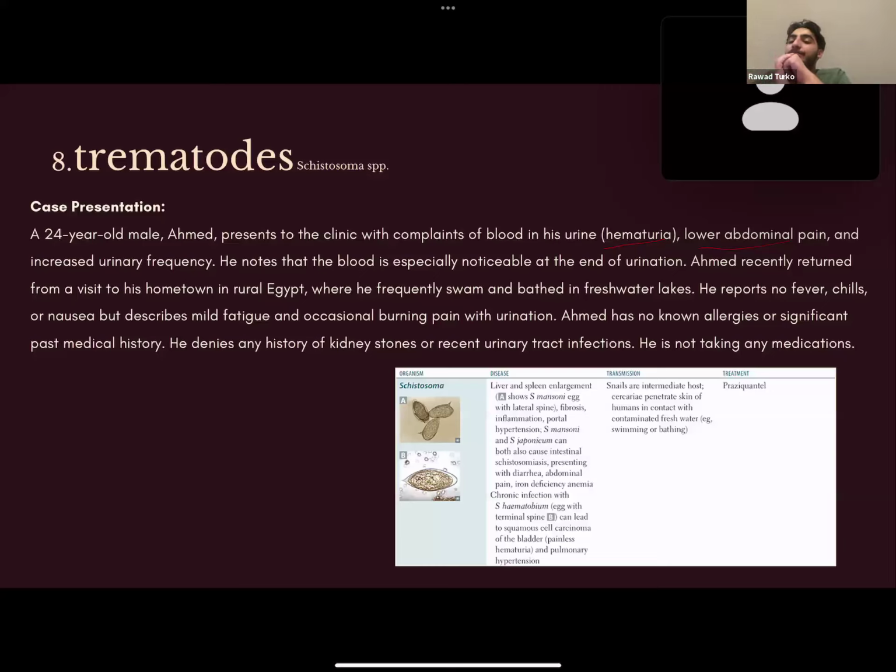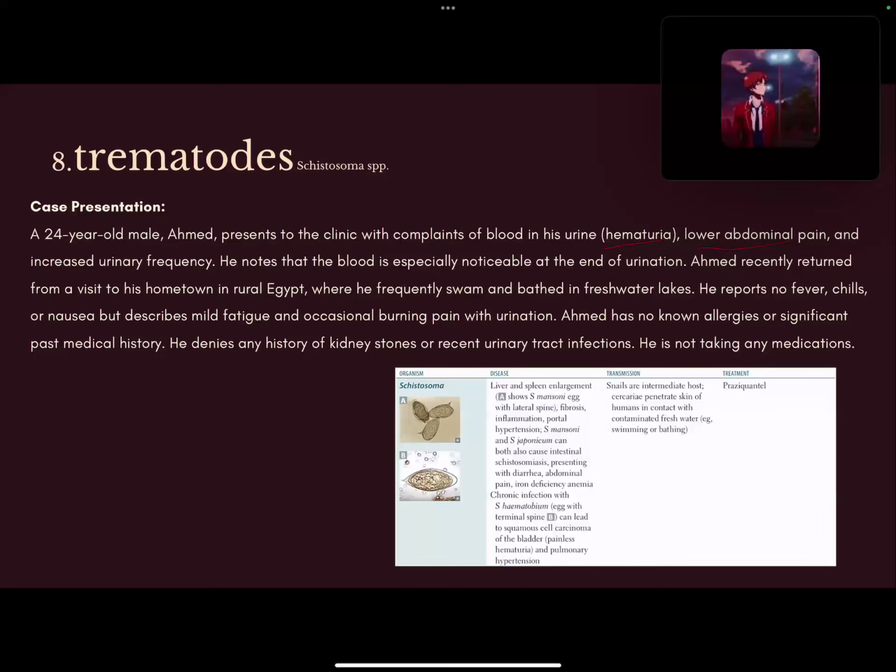Now, if you had the same history of going to Egypt and swimming in freshwater lakes, except he presents with stiff neck and disorientation and confusion. I think that would be Naegleria fowleri. Naegleria fowleri, perfect. Okay, now somebody else.